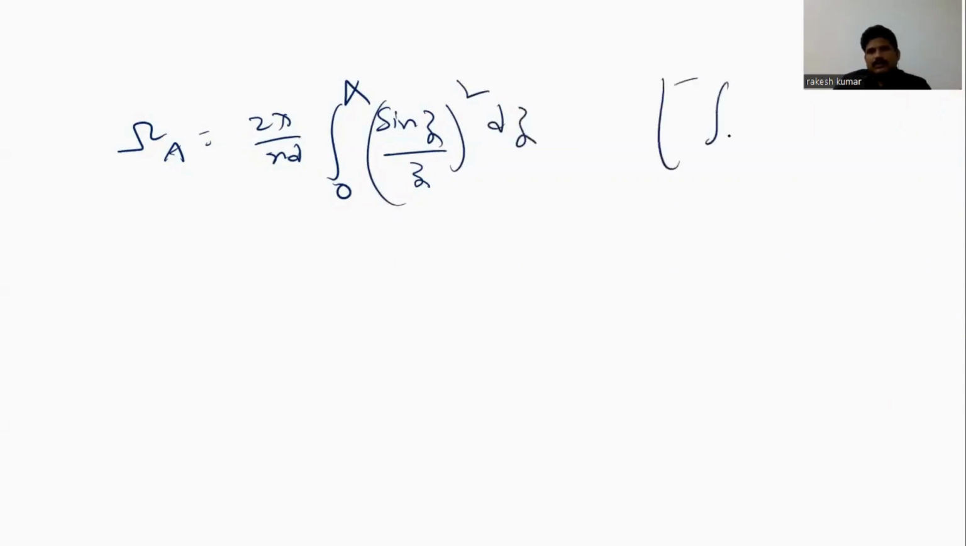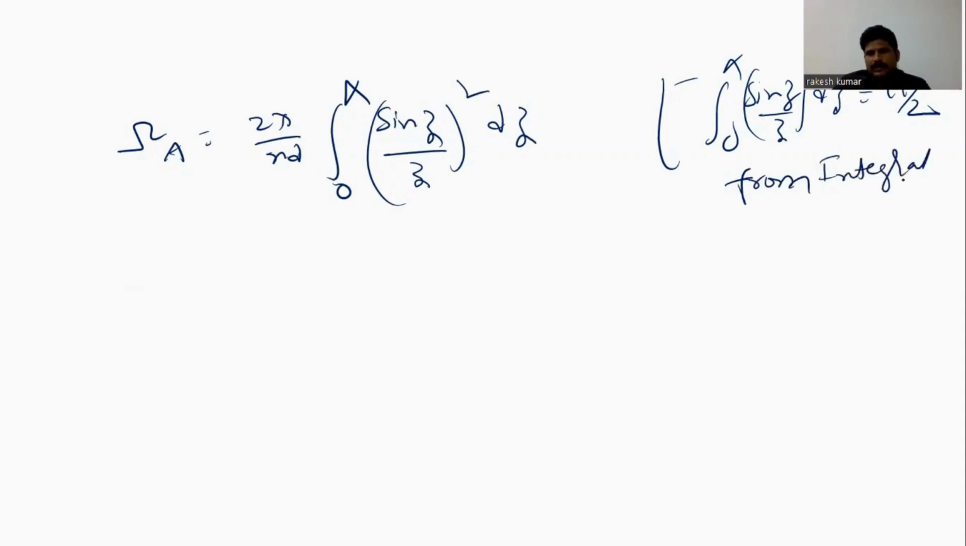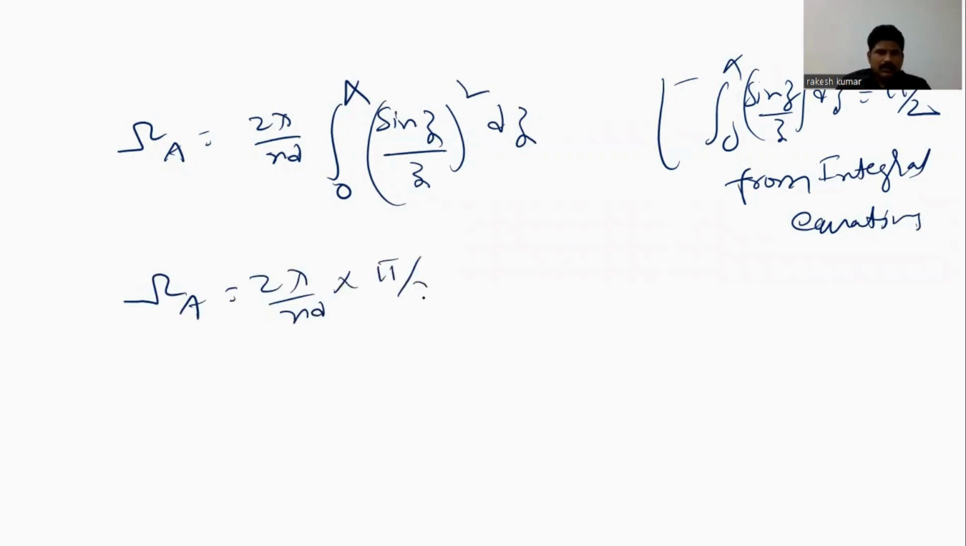The value of 0 to infinity sin z by z whole square dz is equal to pi by 2, from the integral equation. Therefore, sigma a is equal to 2 lambda by n d into pi by 2. Okay, so the 2 gets cancelled. So it is equal to lambda pi by n. This is the value of sigma a.